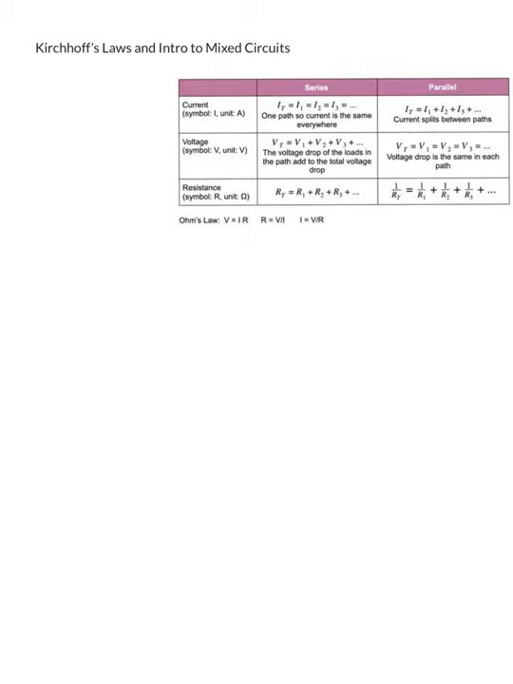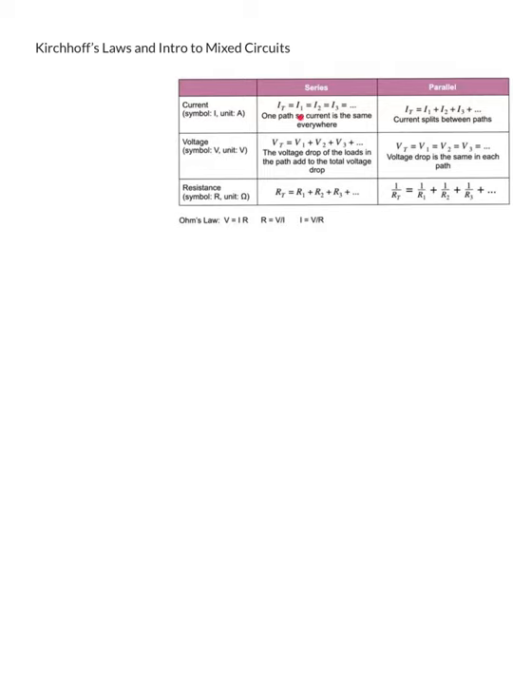Let's review Kirchhoff's laws and look at some mixed circuits. Before we look at the mixed circuits, let's do a quick review of parallel and series and what Kirchhoff's laws mean for parallel and series. I put a quick summary at the top of how we apply Kirchhoff's laws to series and parallel circuits. So this is just a reminder.